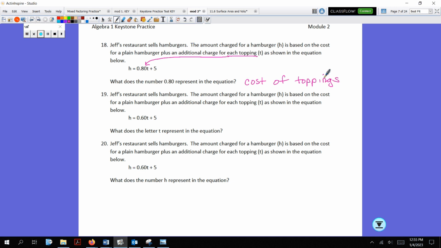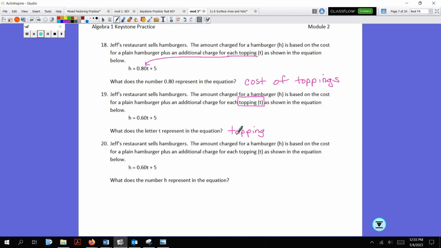Number 19, again, we're still stuck on this hamburger store, okay? So here's the equation. The hamburgers are 60 cents for the toppings plus $5 for the burger, right? So the T represents, it's literally right here. It tells you T is topping. Kind of looks like tapping. Oh boy. Accountability.